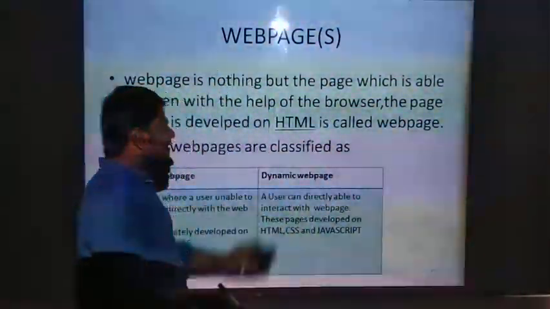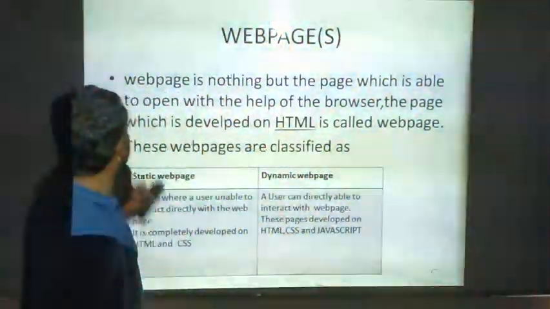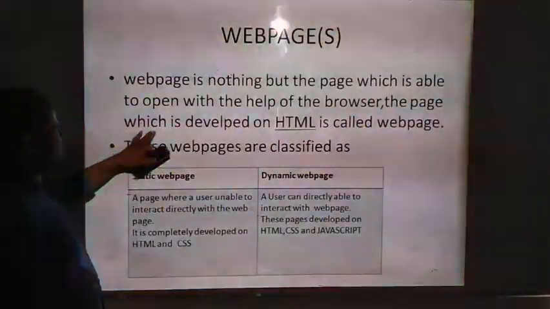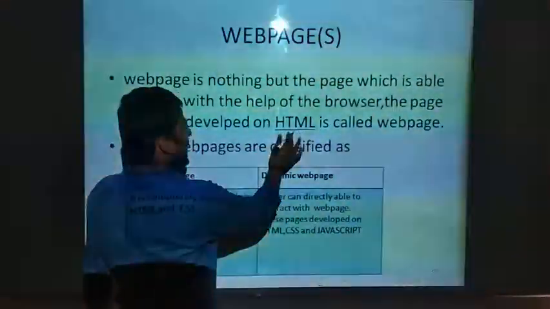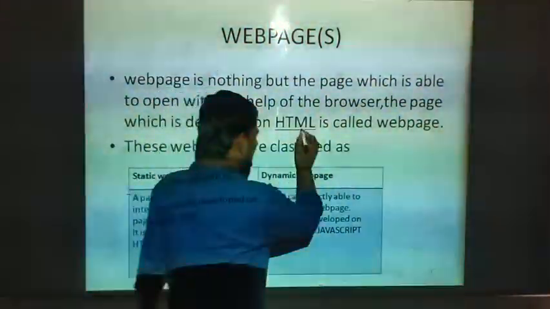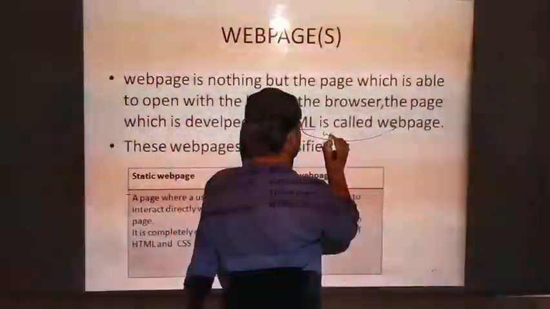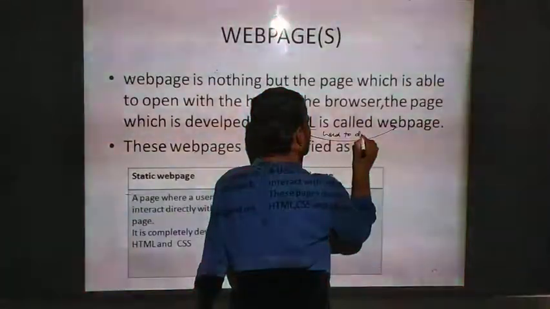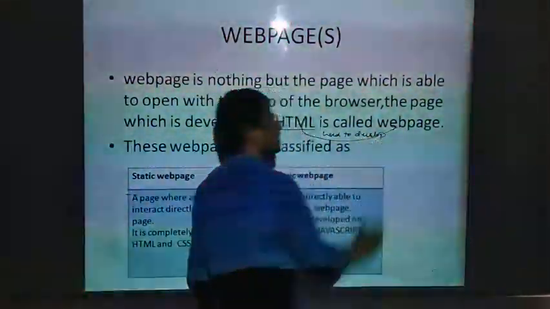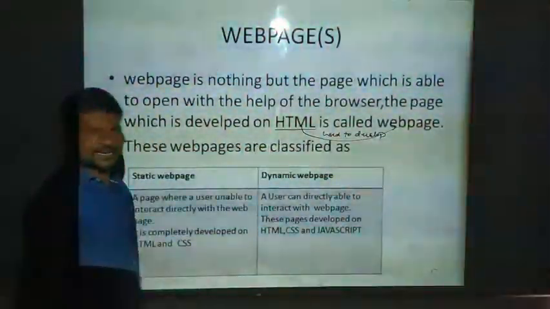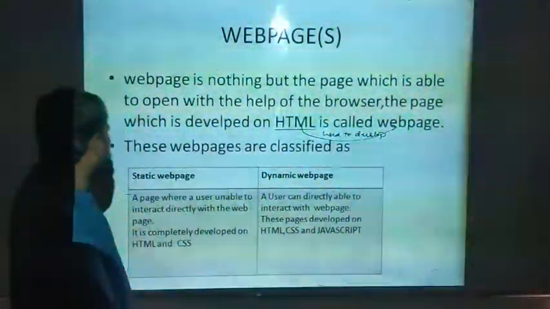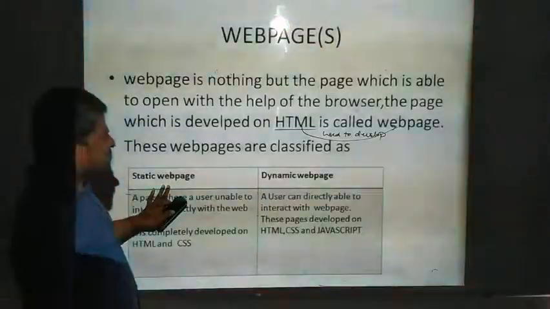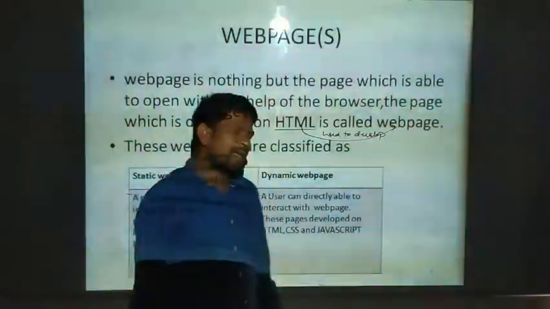What is the purpose of HTML? It is used to create web pages. We will see in the next class what HTML is. These web pages are classified into two types: one is static web page and another is dynamic web page.